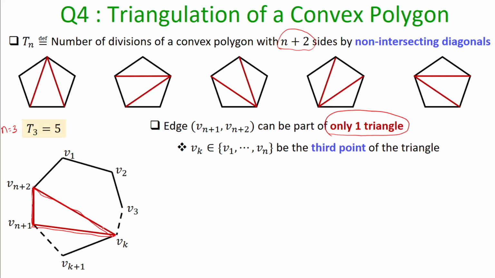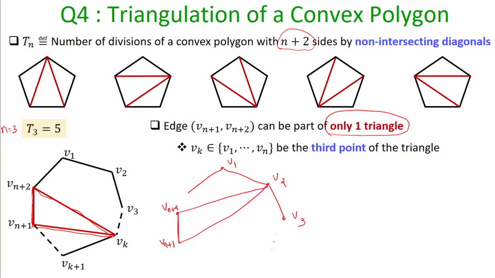So for instance, I could have taken the case where vn plus 2, vn plus 1 being one of the sides of the triangle, and the third point would have been v2.